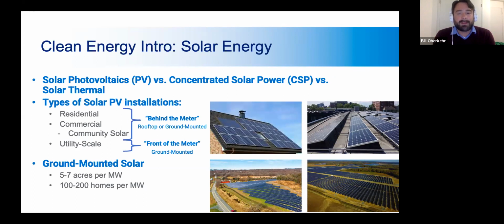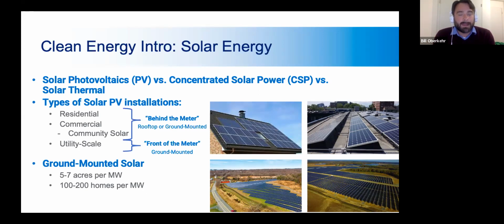Solar photovoltaics, those are solar panels. Those are the ones that you see most often. That's what we most commonly associate with solar energy. There's also concentrated solar power. So that's when you see a bunch of mirrors out in the desert pointed at a giant ball. There's water in that ball. The heat from the mirrors turns that water to steam and spins a turbine to generate electricity. And then solar thermal is also using the sun's heat typically to generate hot water. So we're really focused on solar PV, as there's not a lot of desert space in New York State. And within solar PV, we've got different types of installations.